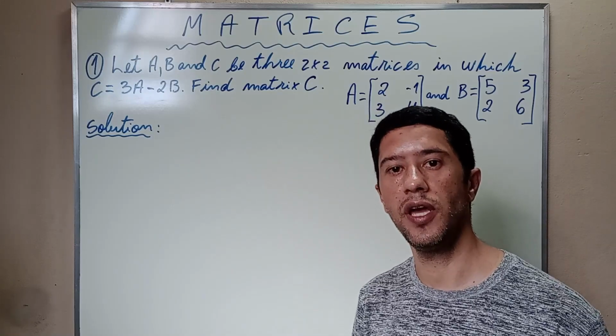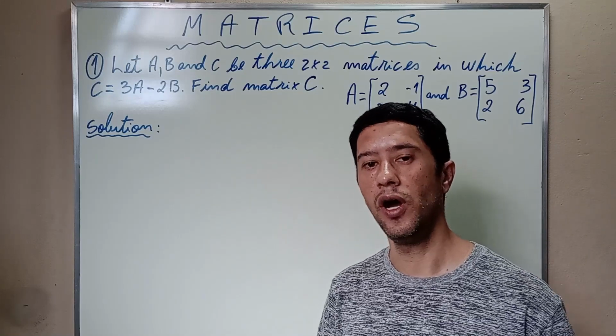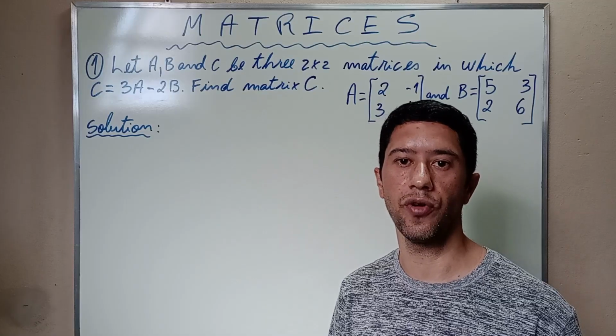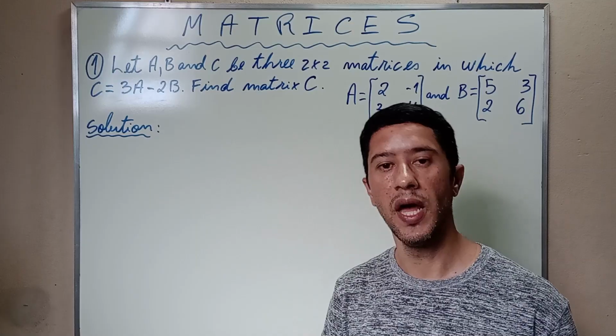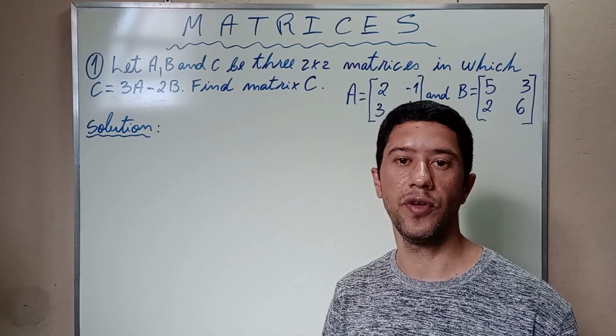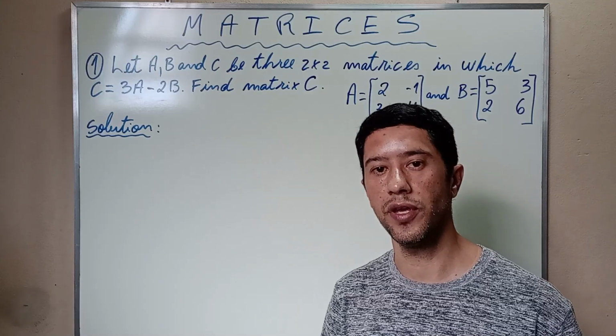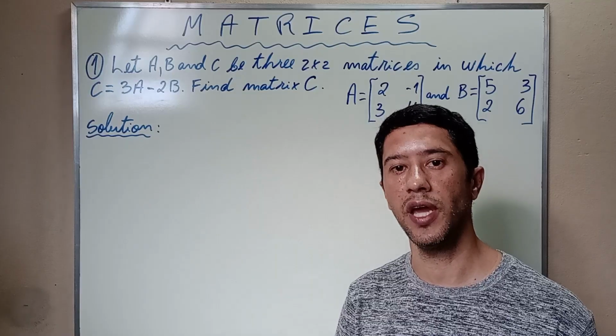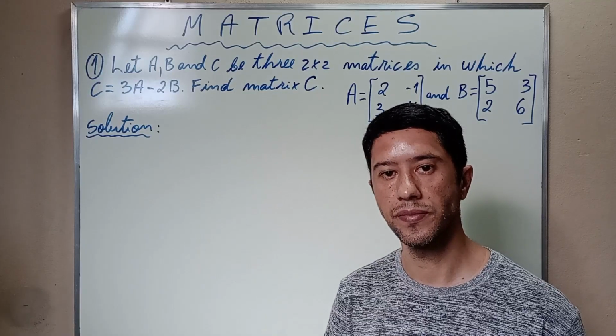In mathematics, a matrix is a rectangular array or table of numbers with elements or entries organized in rows and columns. Several basic operations can be applied to matrices. In this video, we will study matrix addition and subtraction, matrix multiplication, and scalar multiplication.